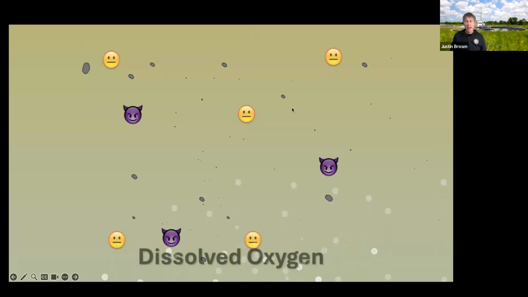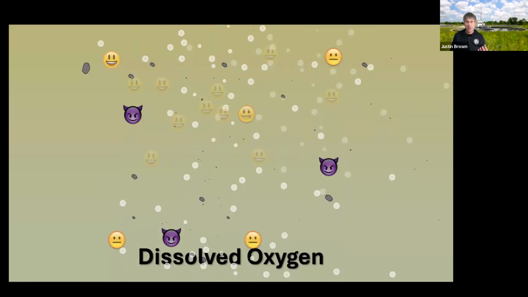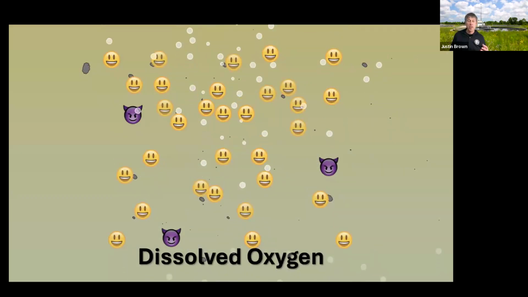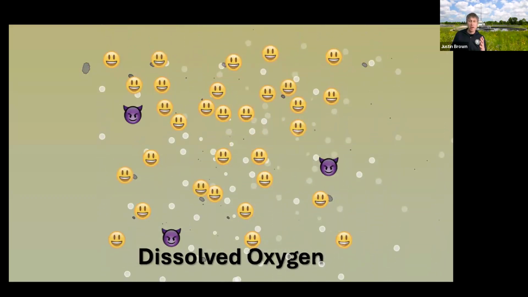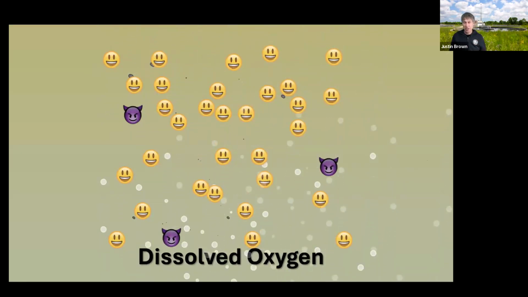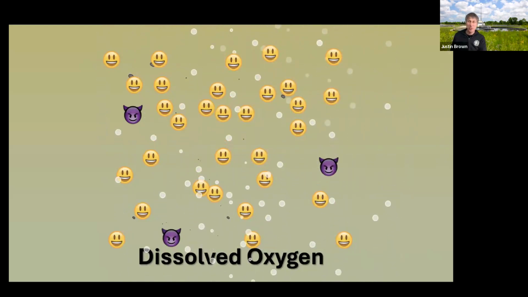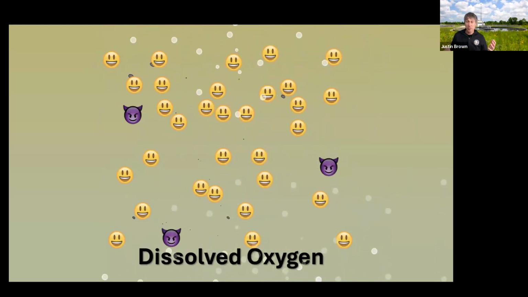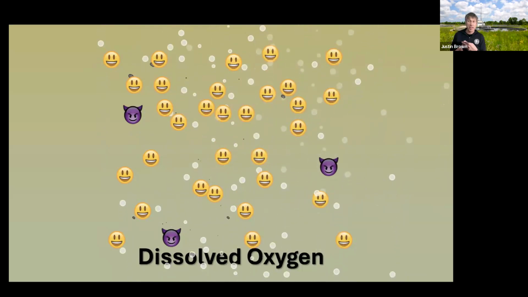So now when we add air to the water, it increases dissolved oxygen, which the beneficial bacteria are aerobic organisms, meaning they thrive in the presence of oxygen, just like us. So when we oxygenate the water, they start moving around, consuming pollutants and reproducing.